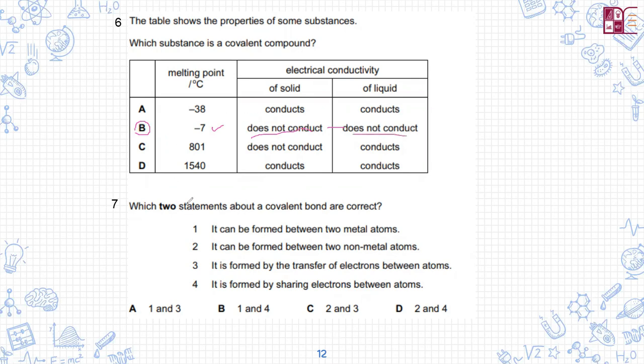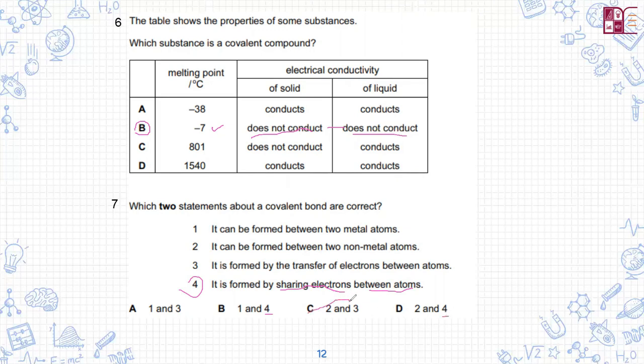Then we have 6p. Which two statements about a covalent bond are correct? Question number 7. The first one is it can be formed between two metal atoms. It can be formed between two non-metal atoms. It is formed by the transfer of electrons between the atoms. It is formed by the sharing of the electrons between the atoms. We already know that electrons are shared between the atoms, so this one is absolutely correct. So we have 4 in this one and we have 4 in this statement.